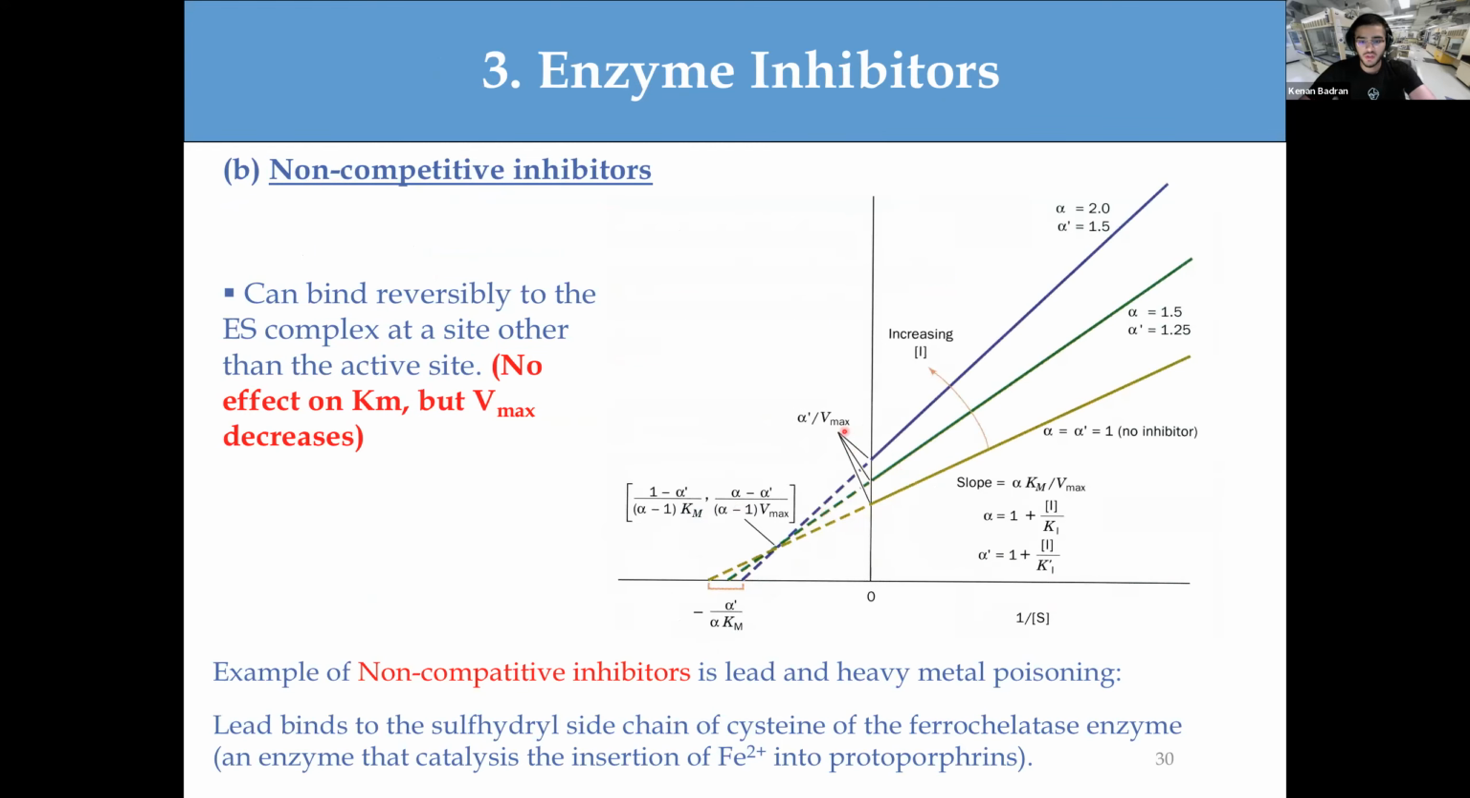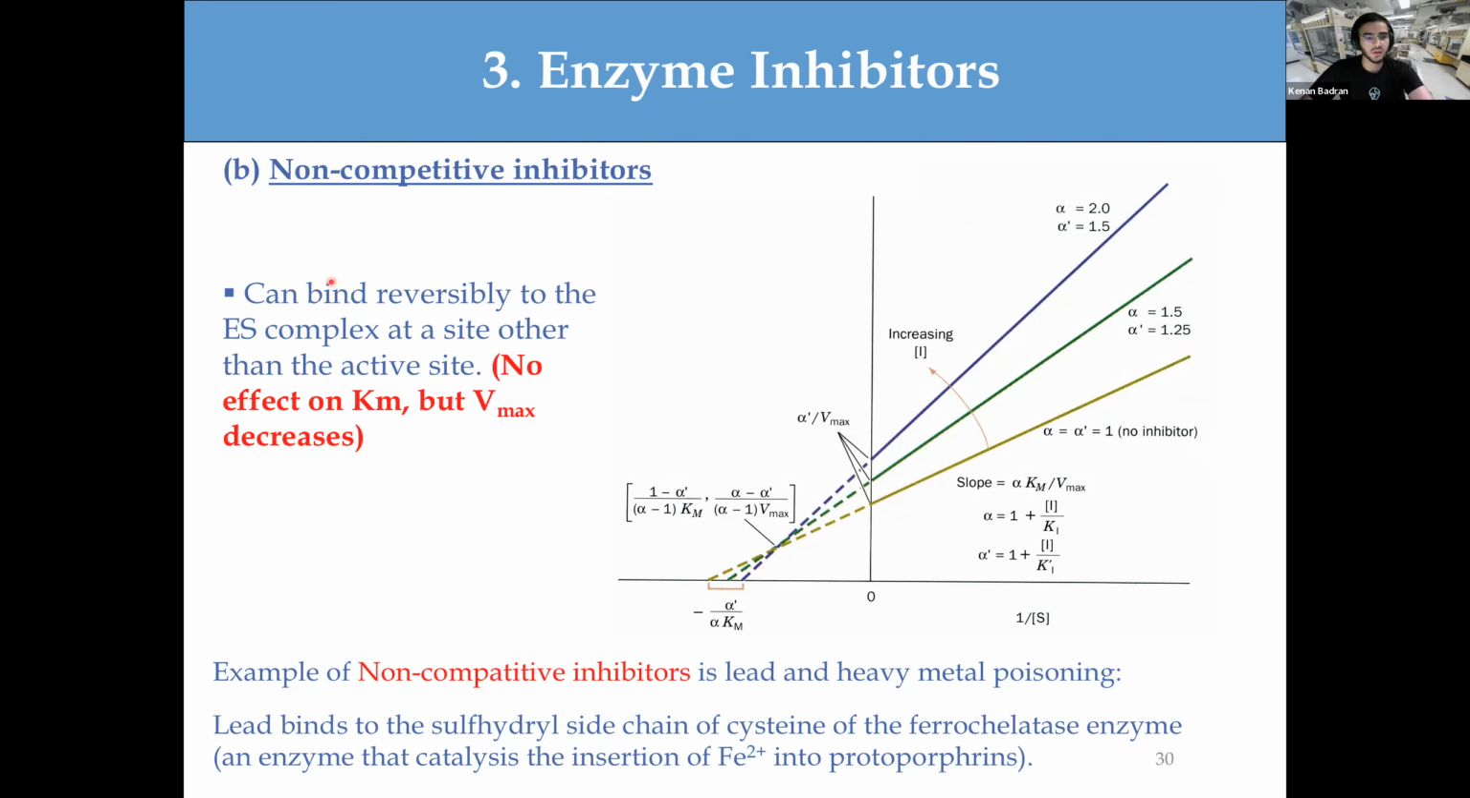where is there crossing on the y-axis? No. But what will you see? Look at the y-axis. If there's no crossing, you can now cancel out competitive. It will be either non-competitive or uncompetitive.